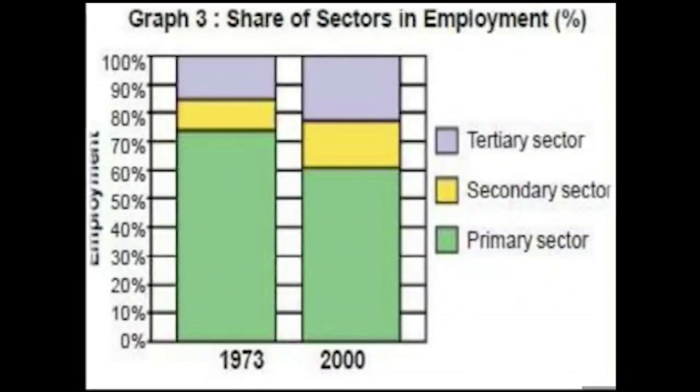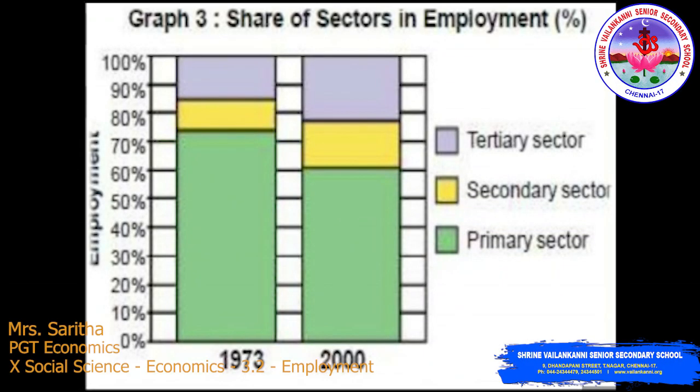Friends, let's start off with graph 3, share of sectors in employment. In the previous class, I told you about the share of GDP in all three sectors. We concluded that when we compare all three sectors, the share of GDP is higher in the tertiary sector. Now we'll move on to graph 3, share of sectors in employment.